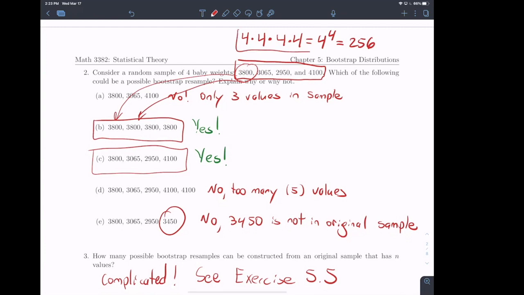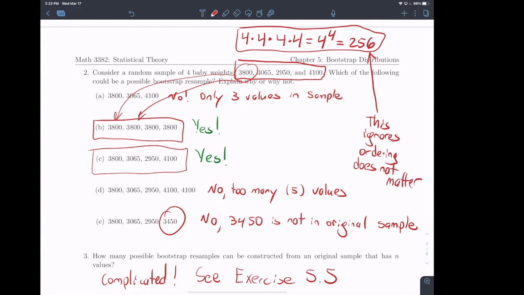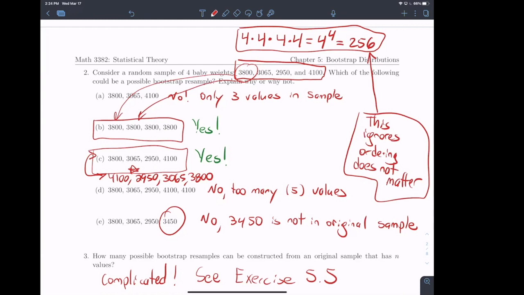But this is not how the calculation goes, since that ignores that ordering does not matter. So that treats this sample over here the same as if it were picked in the exact opposite way. We'd want to treat these 2 samples the same, even though they were picked in a different way.